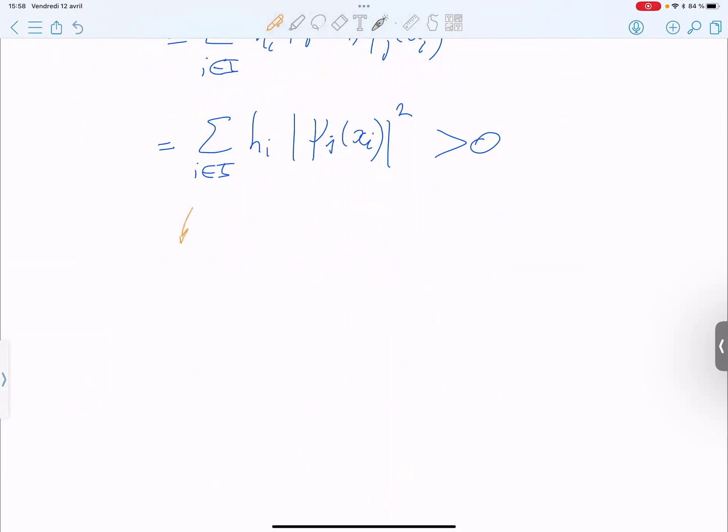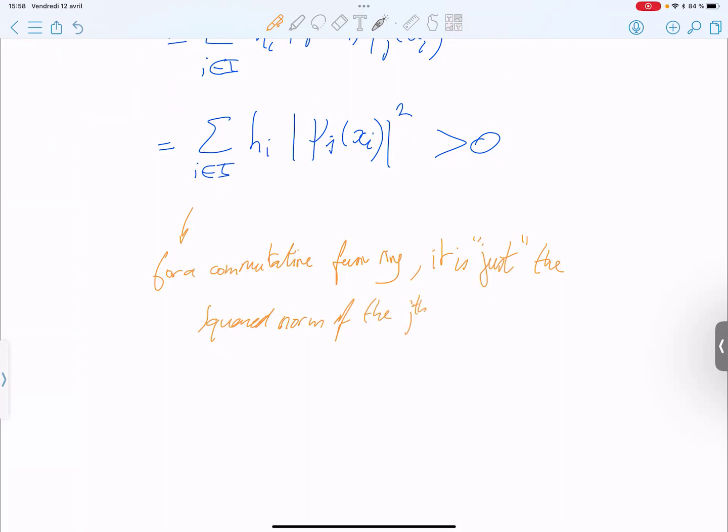So for a commutative fusion ring, it is just, as I already mentioned before, the square norm of the G's column of its character table. Fusion ring case.